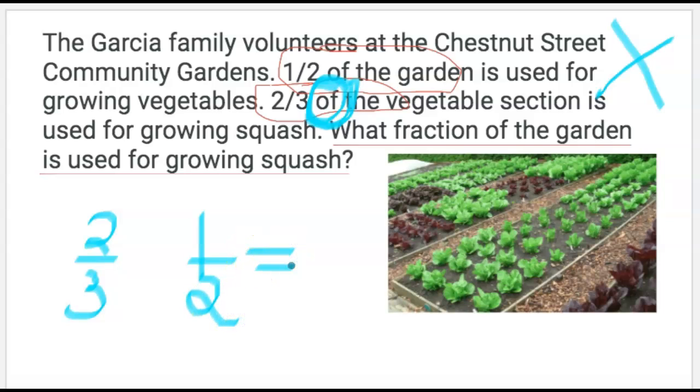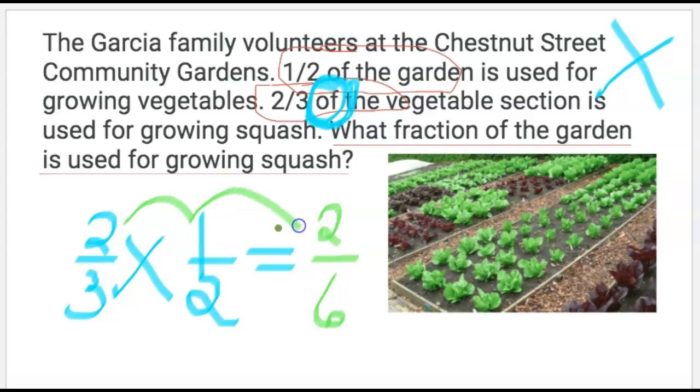So 2/3 of the vegetable section is used for squash and 1/2 of the garden is used for vegetables. So I'm looking for 2/3 of a half. Think of the word "of" as a multiplication sign. When you're trying to find a fraction of a number, you're going to multiply. So 2/3 of 1/2: when you multiply, 2 times 1 equals 2, 3 times 2 equals 6.